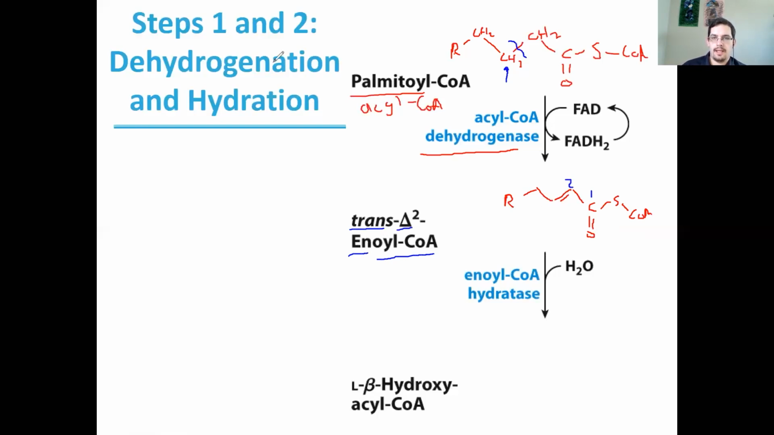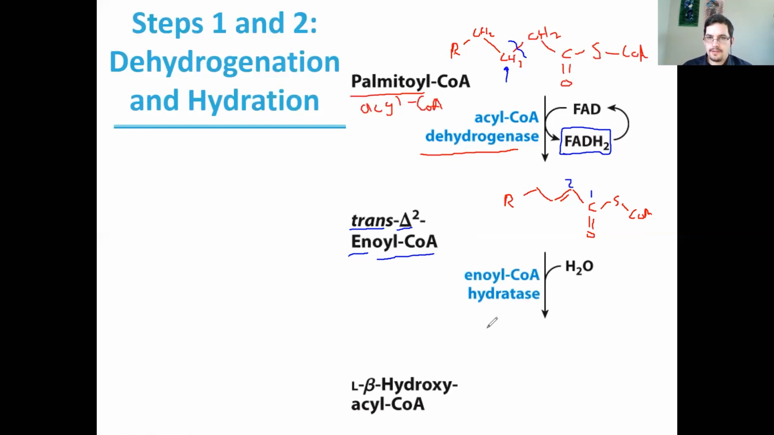A. We're again using FAD here. So remember, we used FAD in the citric acid cycle also when we did our succinate dehydrogenase, which converted succinate to the fumarate that has the double bond. So this is a very common event that we see. Whenever we go from an alkane to an alkene in the body, we're usually using FAD.